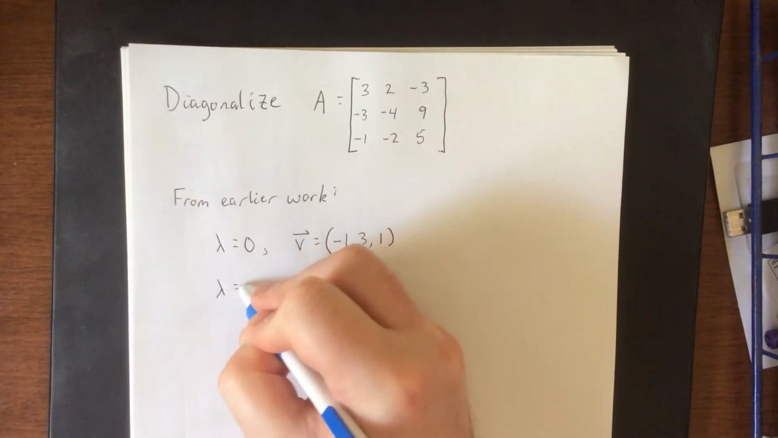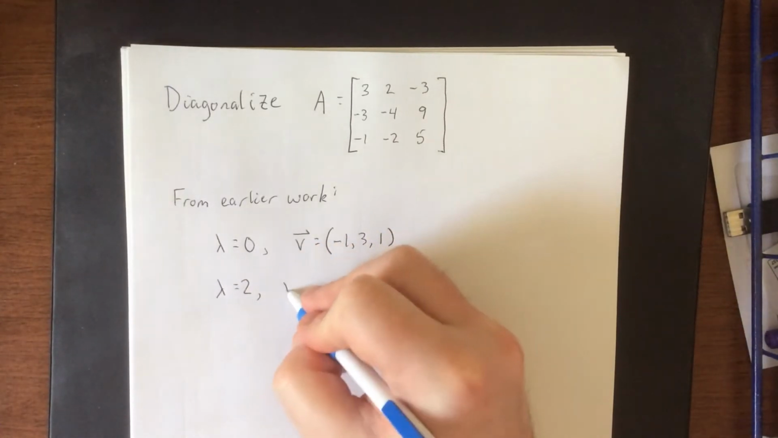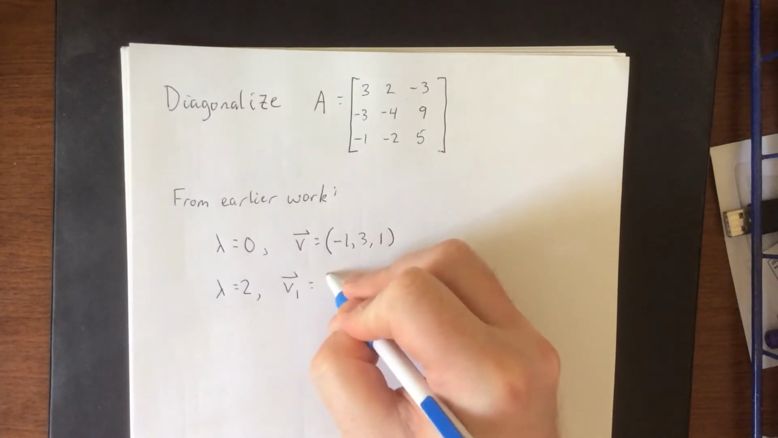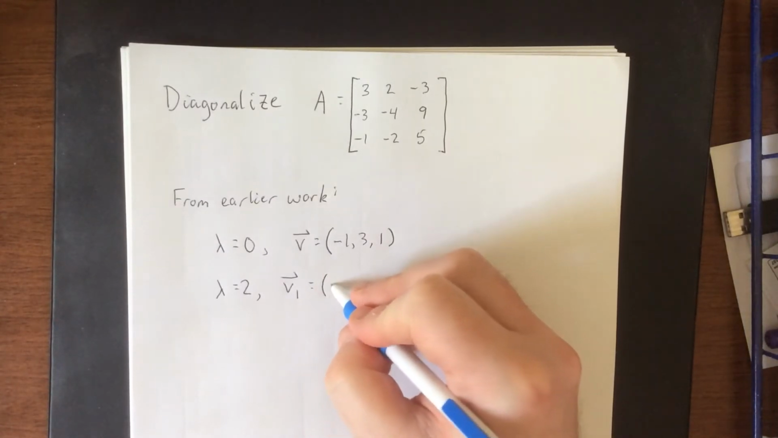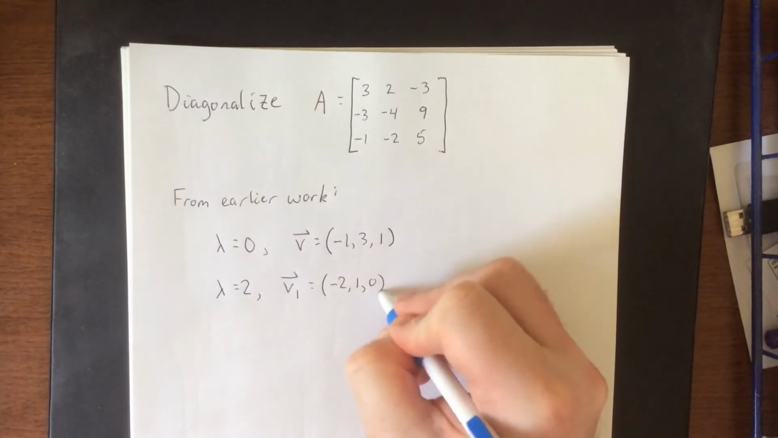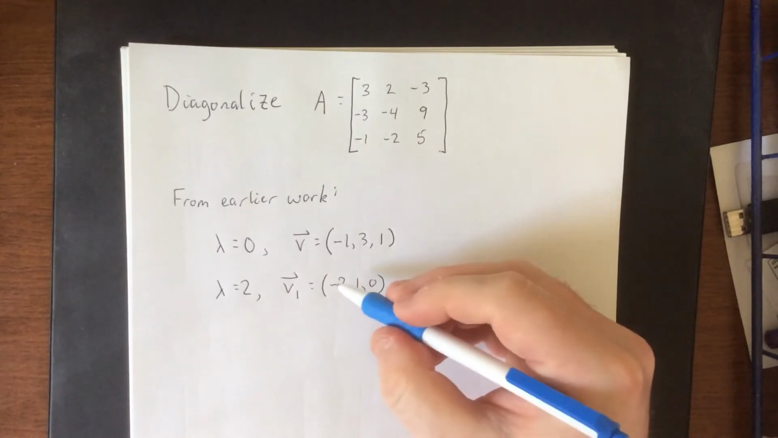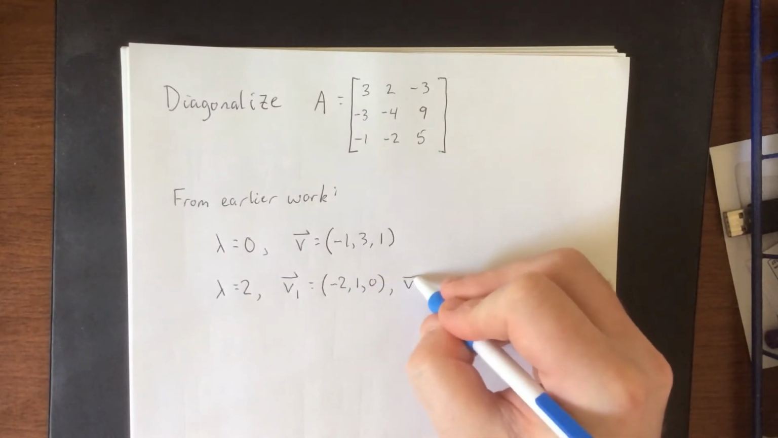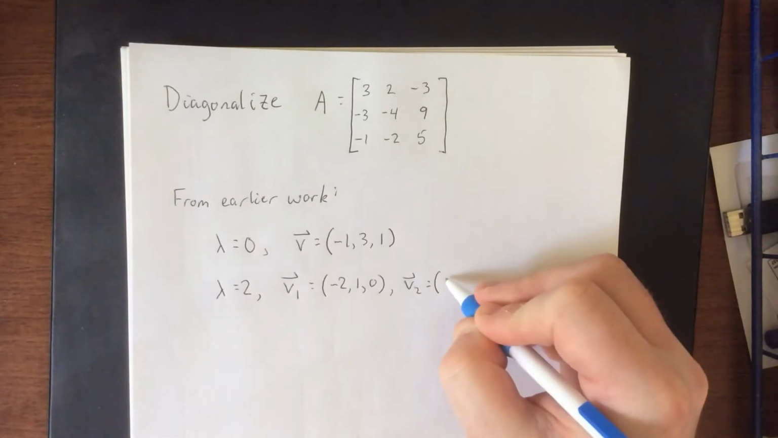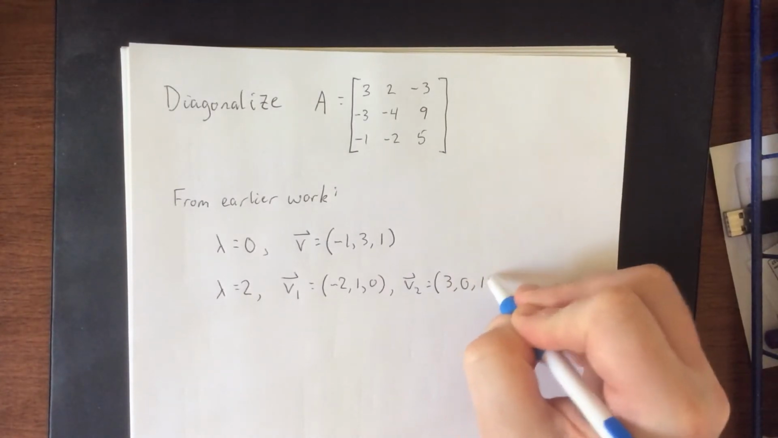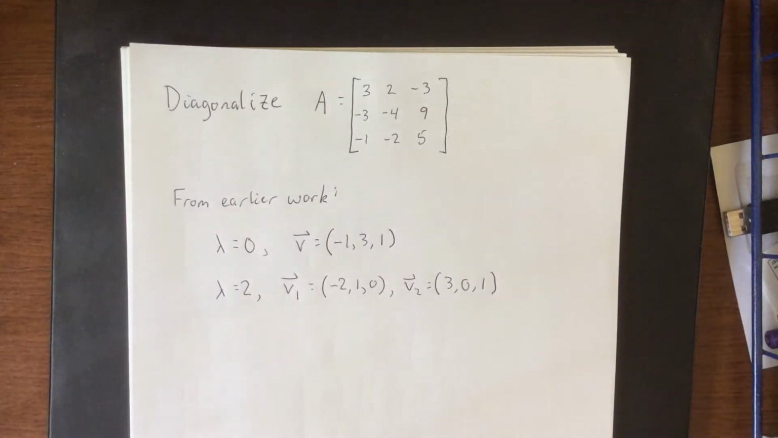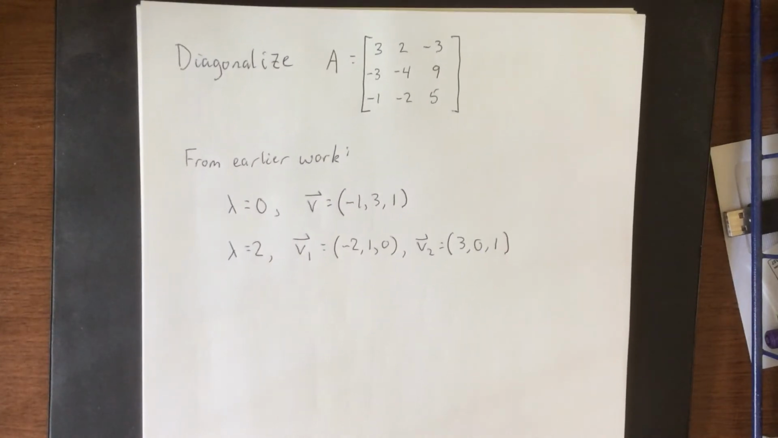We also got that lambda equals 2 was an eigenvalue of multiplicity 2, which is why we were able to come up with 2 eigenvectors for this eigenvalue. They were v equals negative 2, 1, 0, and v equals 3, 0, 1. We are going to use these to construct our matrix P that we are going to use to diagonalize A.